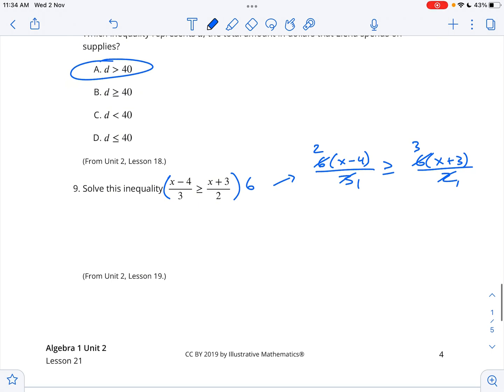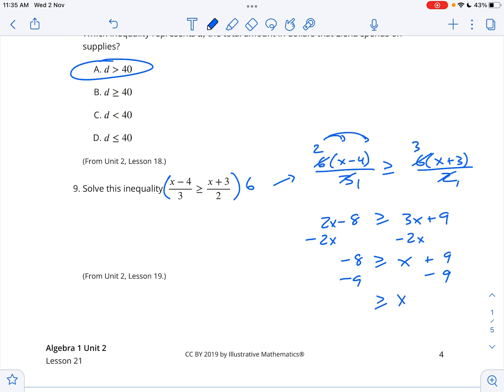So then you're left with, after doing distribution, 2x minus 8 is greater than or equal to 3x plus 9. And let's get the x's on the same side, and then isolate that x. So I get negative 17 is greater than or equal to x. Or you might want to write it, I like to have that x on the left side. You could say x is less than or equal to negative 17. That's probably a little neater way to write it.